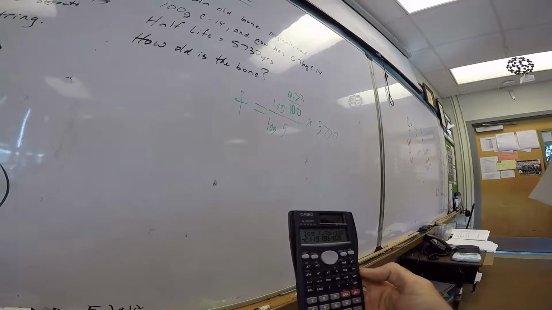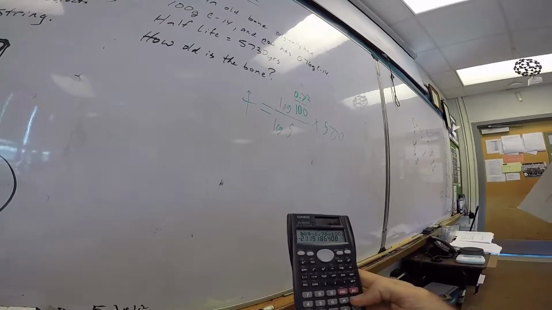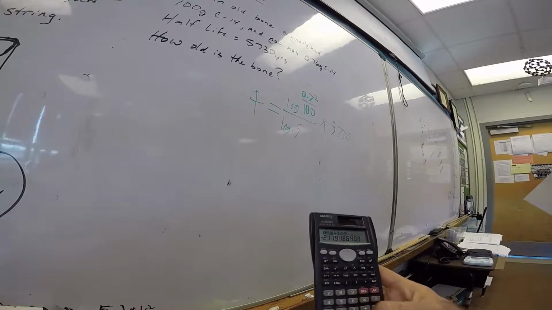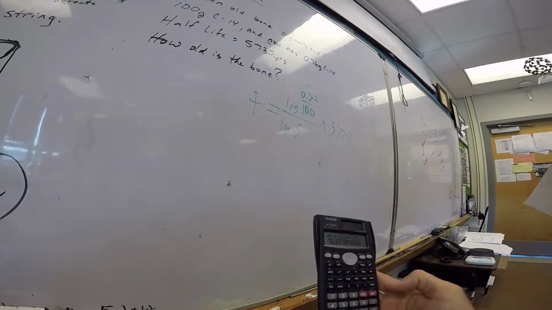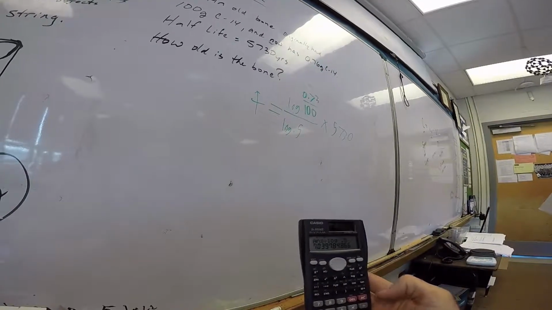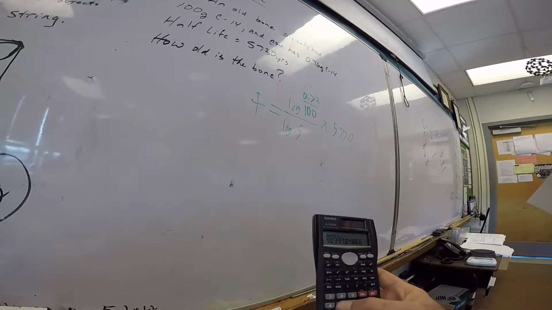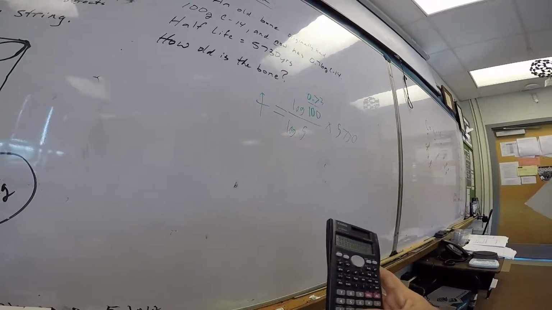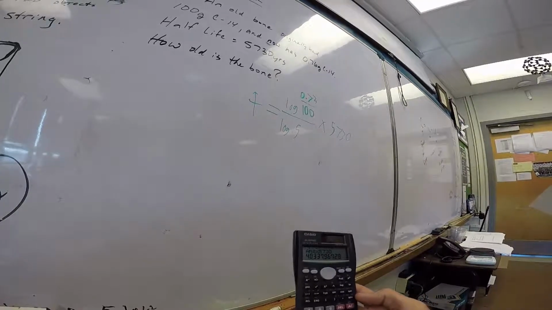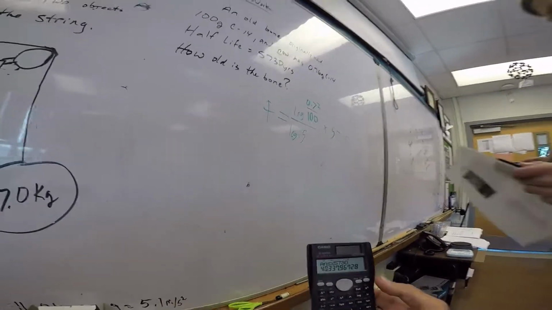Oh no, I wasn't hitting the equals. Okay. Then divide by log 0.5. You got that? Yes. Okay. Now times 5730. Okay. I'll write that up there. Good job.